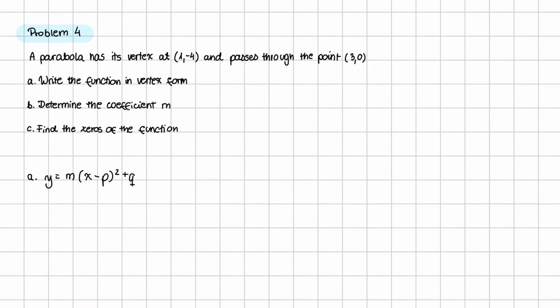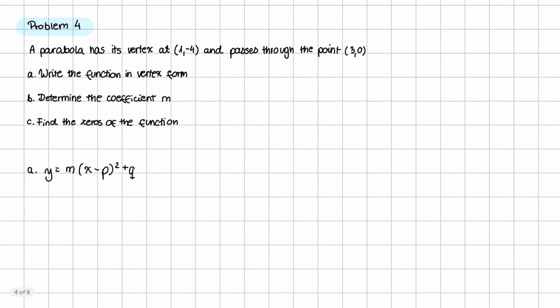Problem 4. A parabola has its vertex at 1 and -4 and passes through the point 3, 0. And in A we have to write the function in vertex form. So I already wrote the vertex form, and now we have to substitute our vertex, remembering that p and q are our coordinates of the vertex. So our function is y equals m, so our gradient, in bracket we have x minus 1 squared and minus 4.